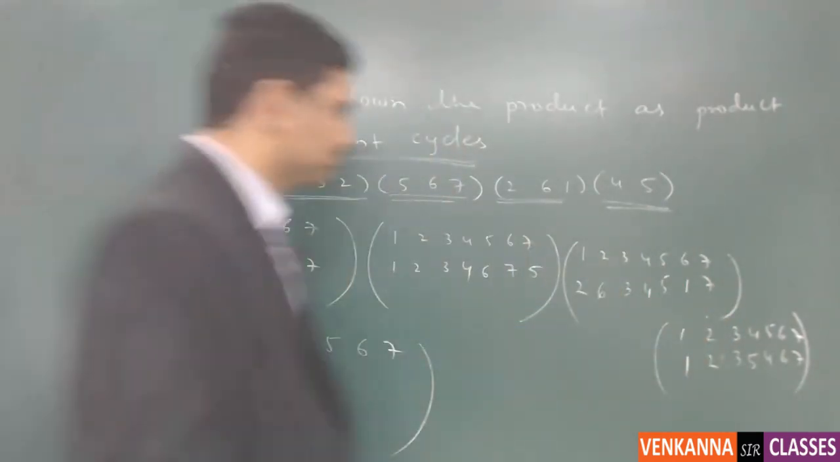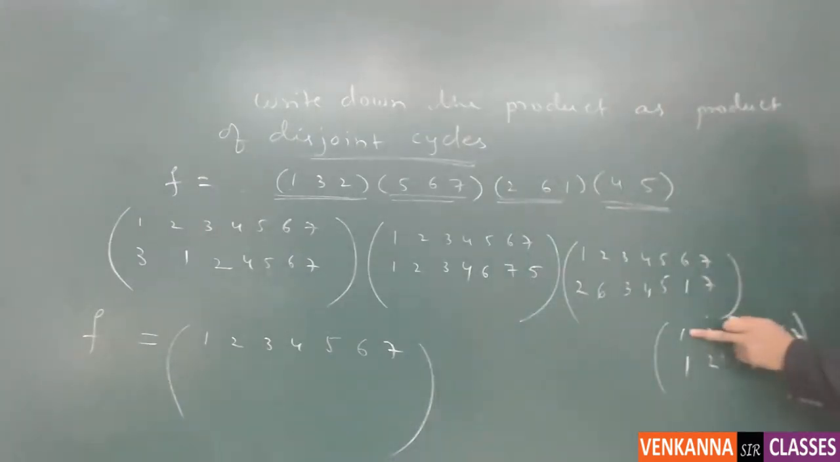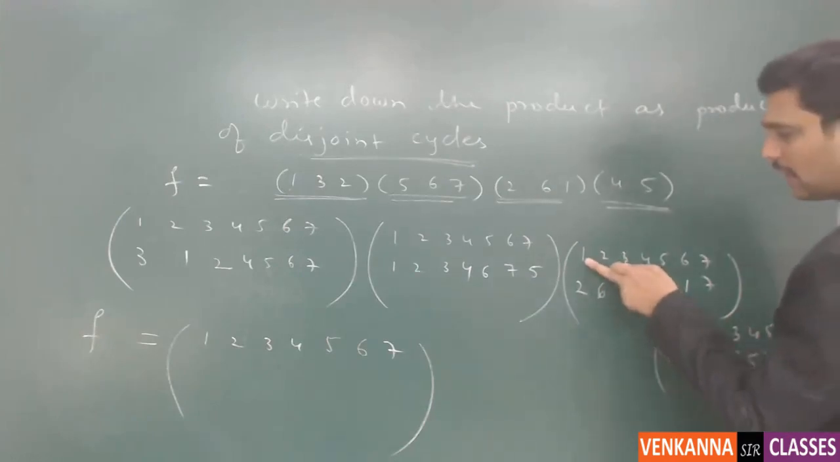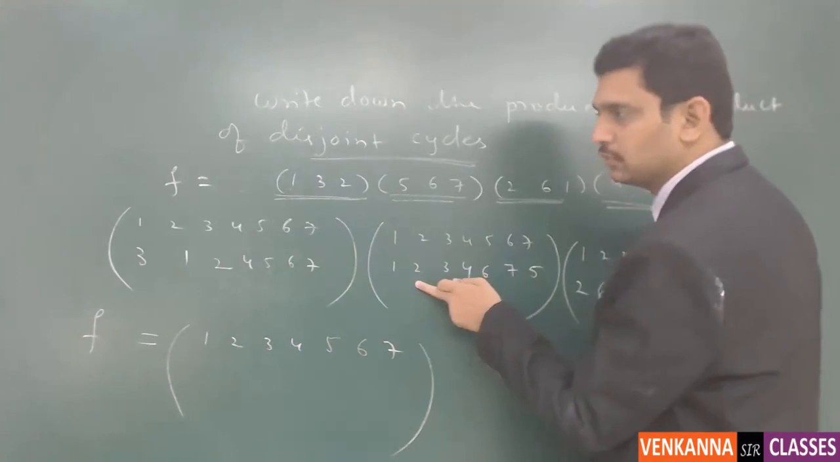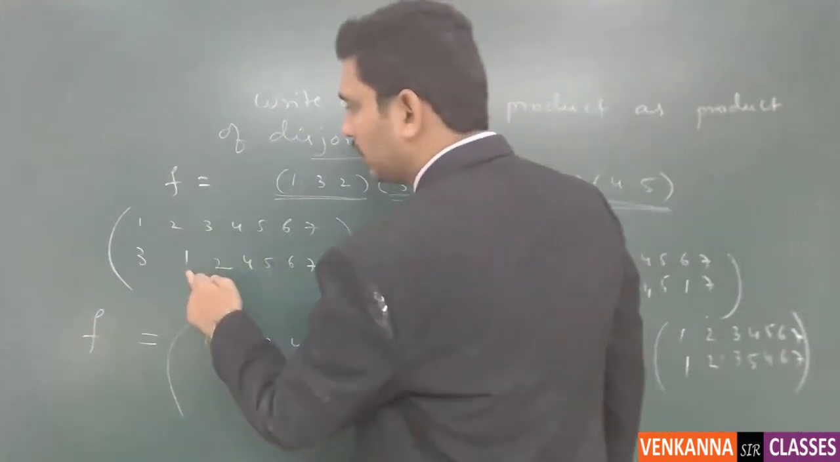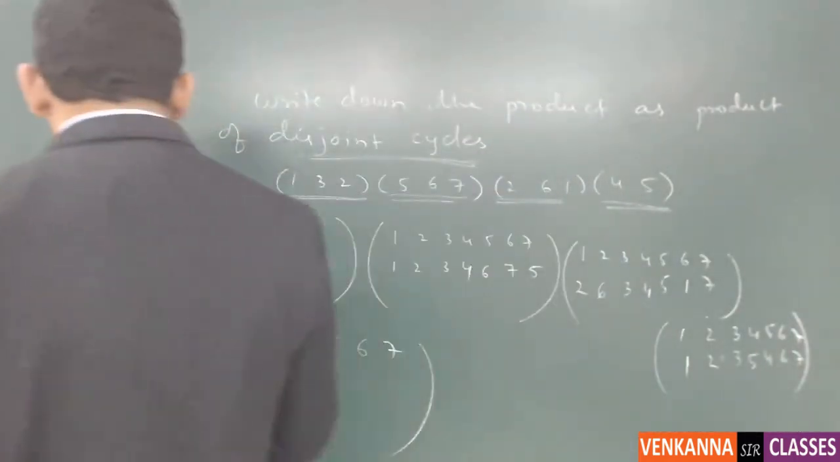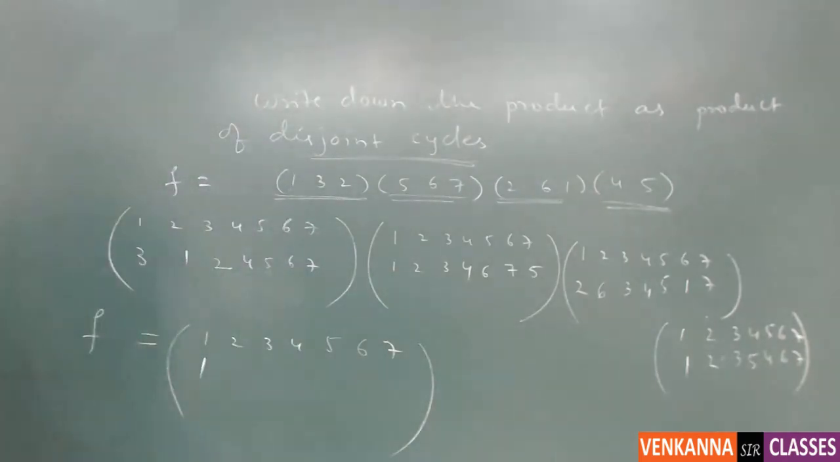So here, for 1, the image is 1. So for 1, it is 2. For 2, it is 2. For 2, it is 1. So it should take 1 here. Clear? I am checking for the 4 combinations in a single step, so that space will be saved. The paper will not get wasted. Okay?